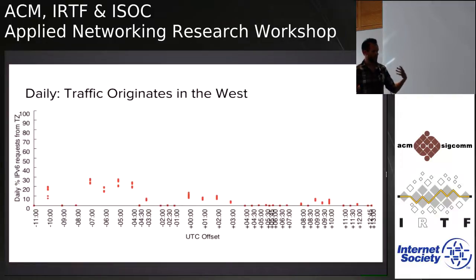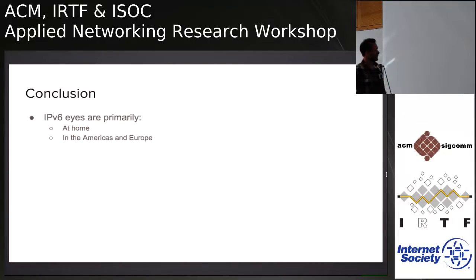We see largely one cluster on the left representing the Americas, and then another cluster in the center representing Europe, those being the two primary clusters where we see actual IPv6 activity. The primary contributor here is definitely the US, where we see up to about 30% of requests served over v6 at weekends. So IPv6 eyes are primarily in America at home. Take from that what you will.